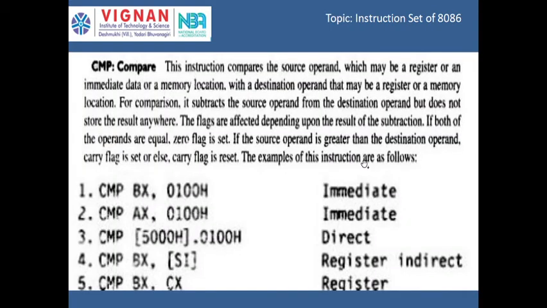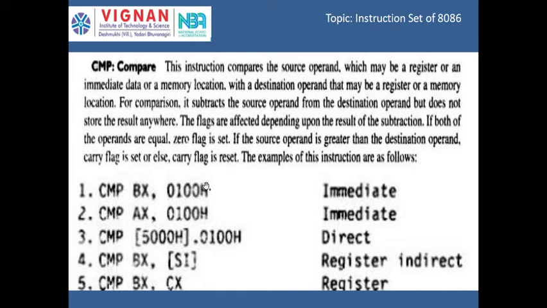Similarly, the compare instruction, CMP. This instruction compares the source operand, which may be a register, immediate data or memory location, with a destination operand, which again may be a register or memory location. Simply, this compare instruction compares the source operand with the destination operand. The source operand may be a register, immediate data, or a memory location.